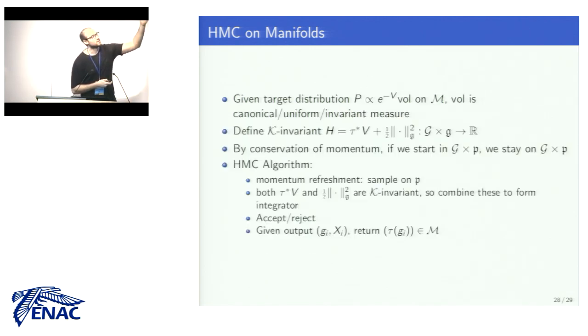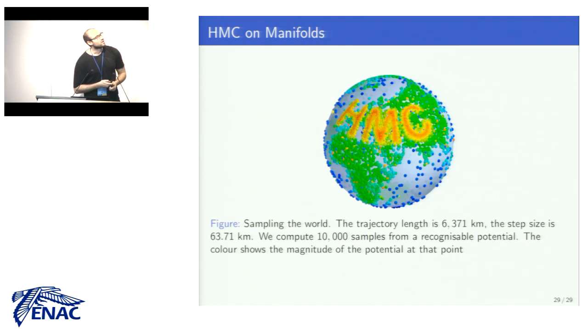So basically, that's the final scheme for HMC on naturally reductive homogeneous space, and that's just one example. You can see a recognizable potential on the sphere, which you lift to SO(3). You do everything in there, and then you just look at the position samples there, and you project them to the sphere, and you get what you expect to get. So yeah.